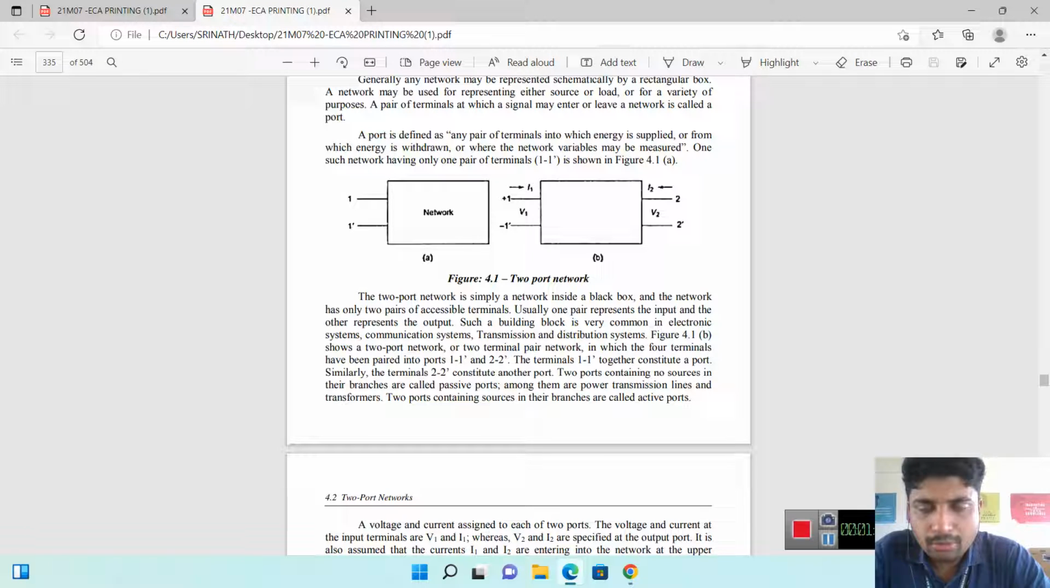So this is the example of a two-port network. We have a pair of terminals at both ends. The signal may enter at one end and leave at the other end. So this is a two-port network.